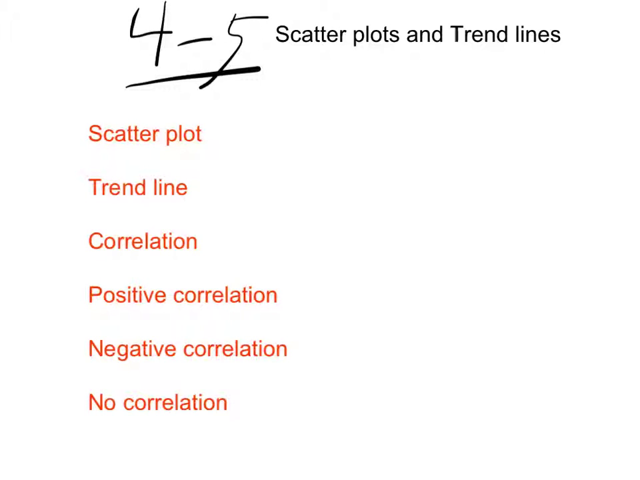Chapter 4, Section 5, Scatterplots and Trendlines. Alright, the important vocabulary: scatterplot, trendline, correlation, positive correlation, negative correlation, and no correlation. Moving on.